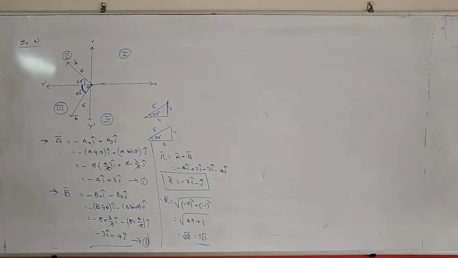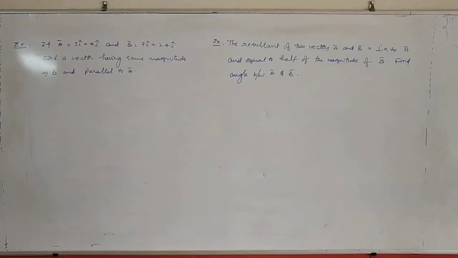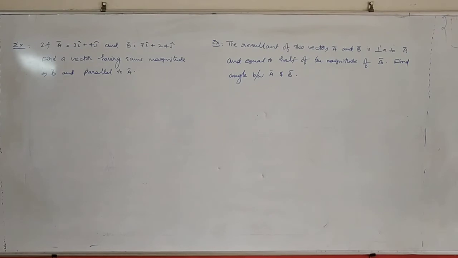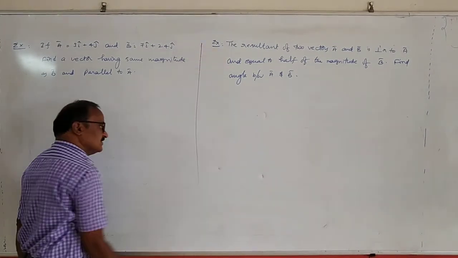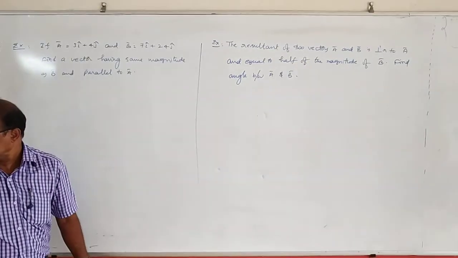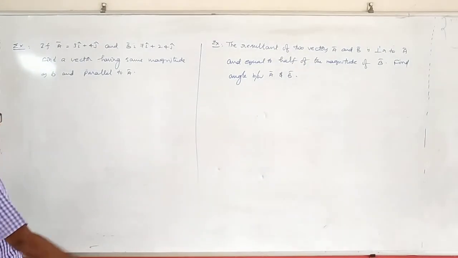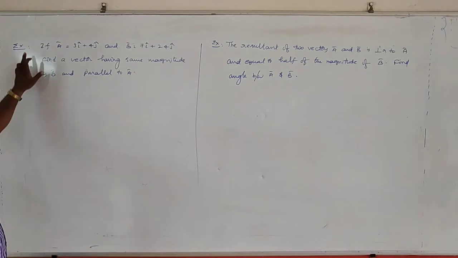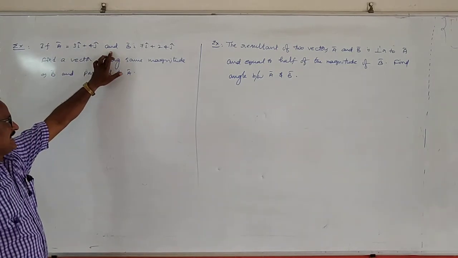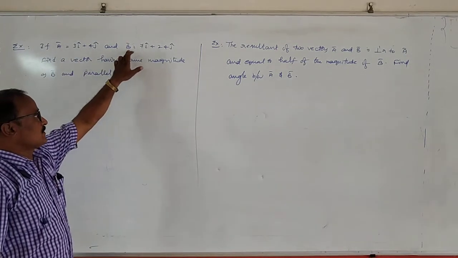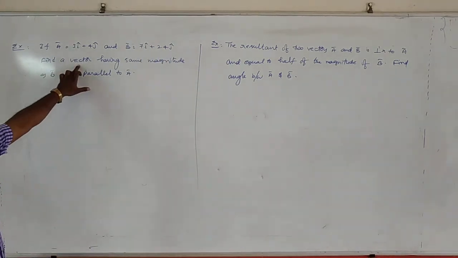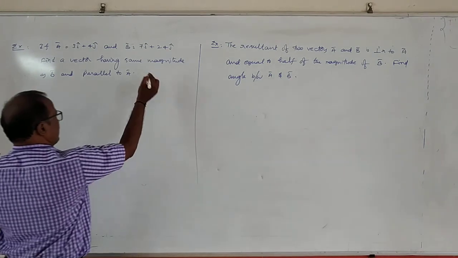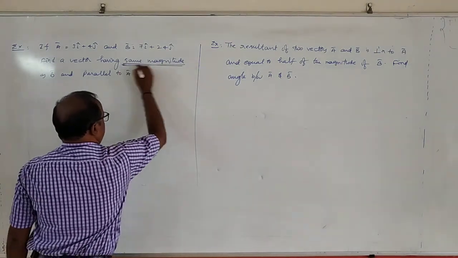Next one. Right here, there are two examples. In the first example, if a bar is equal to 3 i cap plus 4 j cap and b bar is equal to 7 i cap plus 24 j cap, find a vector having the same magnitude as b bar.